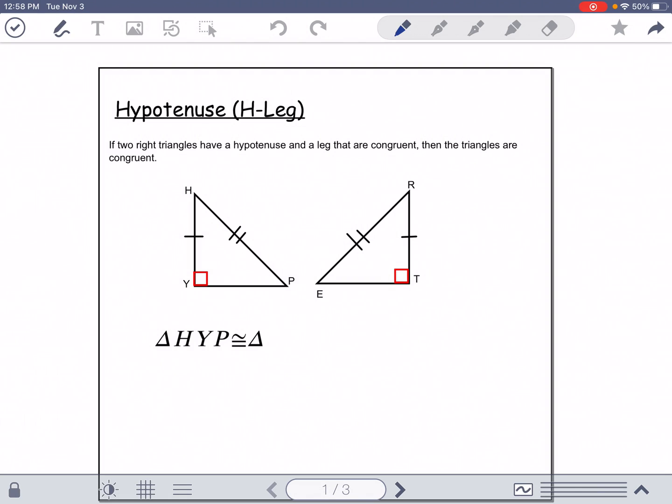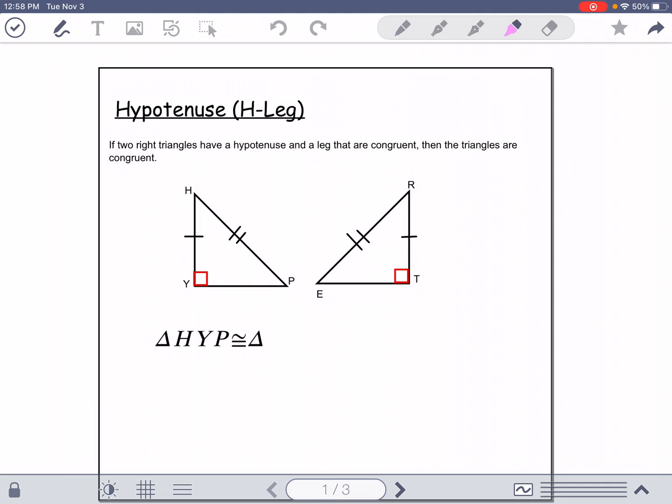All right, so the last shortcut we're going to use is called the hypotenuse leg, or the H leg. So if you have two right triangles, and this shortcut only works when you have right triangles, if you have two right triangles with a hypotenuse and a leg that are congruent, then the triangles are congruent.